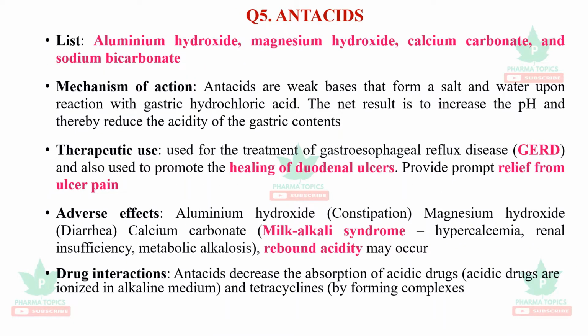Question number 5 is antacids. The antacid list includes aluminum hydroxide, magnesium hydroxide, calcium carbonate, and sodium bicarbonate. Antacids are weak bases that form salt and water upon reaction with the gastric hydrochloric acid. The net result is to increase the pH and thereby reduce the acidity of gastric acid secretions. The antacids are used for the treatment of gastroesophageal reflux disease, and they promote healing of duodenal ulcers. They provide prompt relief from ulcer pain.